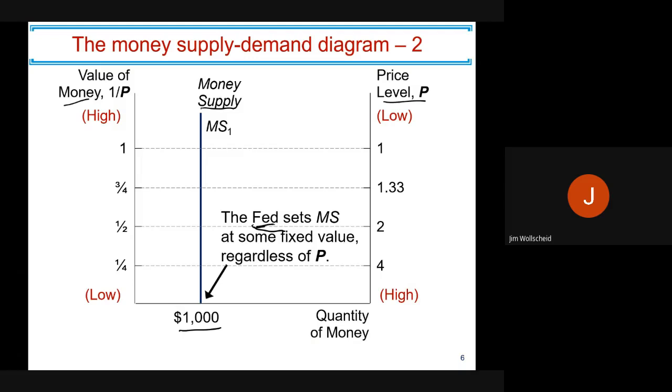So there is no real interaction here. The Fed just picks a number and it sets the money supply at that number. Now remember, it doesn't have complete control over that, but here we're going to assume it does. So they supply the number.